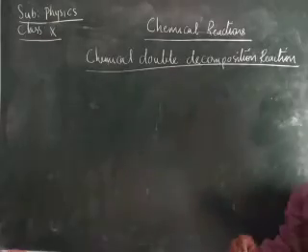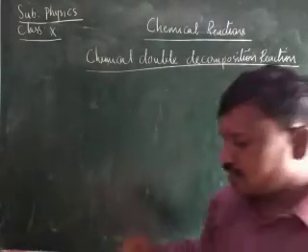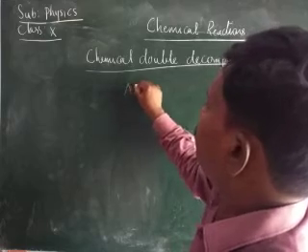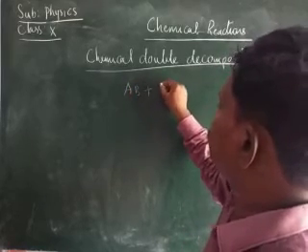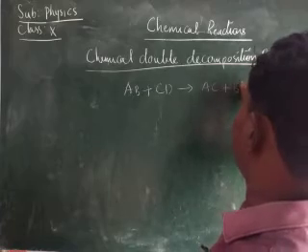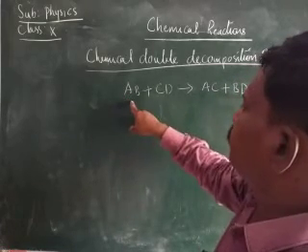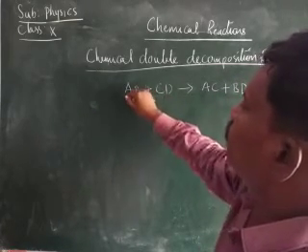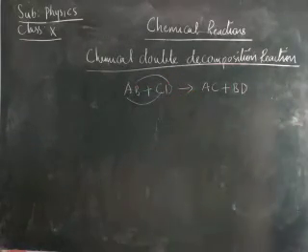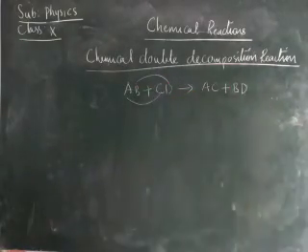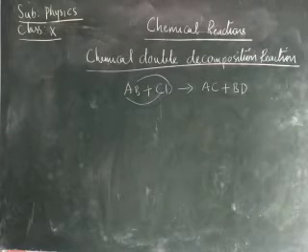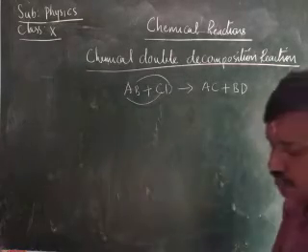Chemical double displacement or chemical double decomposition reaction means here if AB is reacting with CD, then it gives AC plus BD. Okay, A is going and joining with C, and here B is joining with D, children. Therefore this is the double decomposition reaction or double displacement reaction. And for this an activity is given, children.